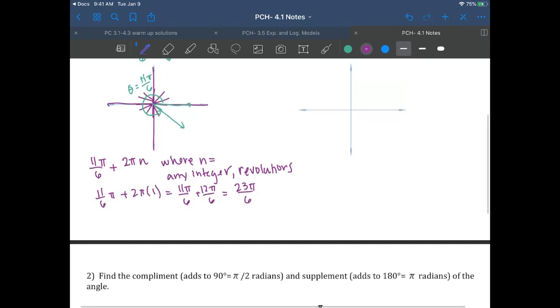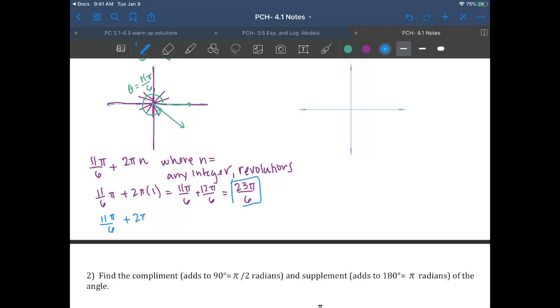So if I add another 12 wedges, 1, 2, 3, 4, 5, 6, 7, 8, 9, 10, 11. Oh, sorry. 11, 12, 13, 14, 15, 16, 17, 18, 19, 20, 21, 22, 23. We end up in the same spot. Okay, next. 11 pi over 6, so that's one answer.